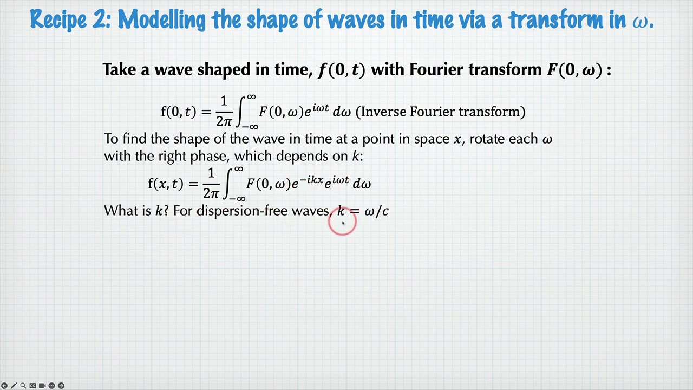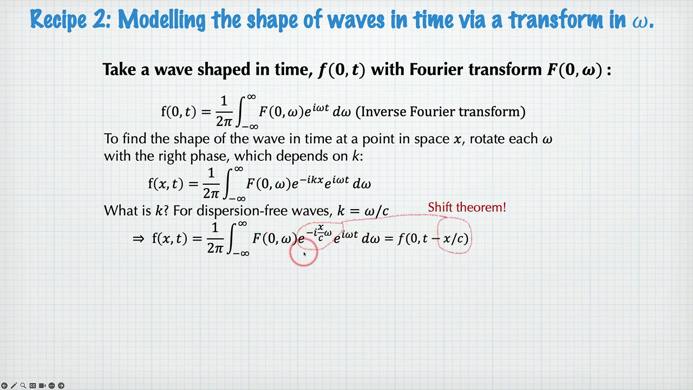Again, if we have dispersion-free waves, then k is proportional to omega, with the constant of proportionality here being 1 on c. And so we can write down our function of x and t as this Fourier integral here, recognizing again that this is easily done with a shift theorem, so that now our initial function of time, f of naught t, can be just shifted along in time using this constant here, x on c. So it's exactly analogous to the previous derivation. We just reverse the roles of x and t.